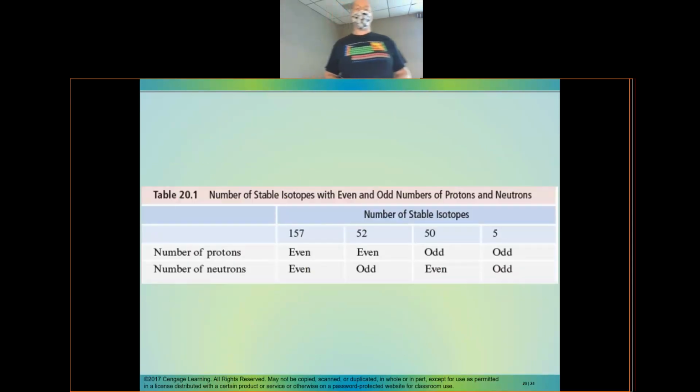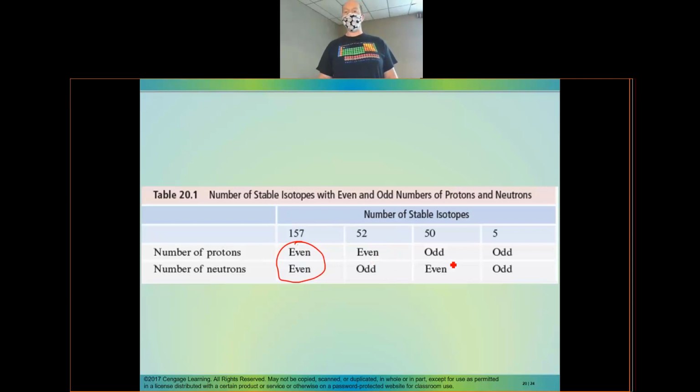And this one is a probability. If you have a nuclide that has an even number of protons and an even number of neutrons, you would predict that to be stable. There are 157 stable isotopes, which is a lot. So if you have an even number and an even number, you would predict that to be a stable compound.